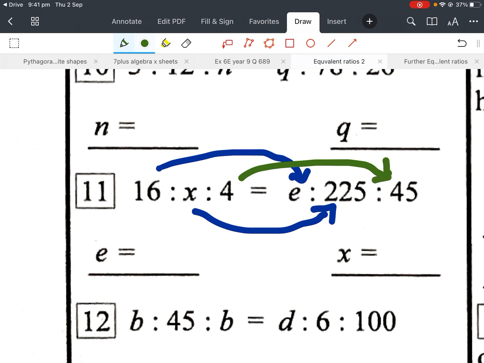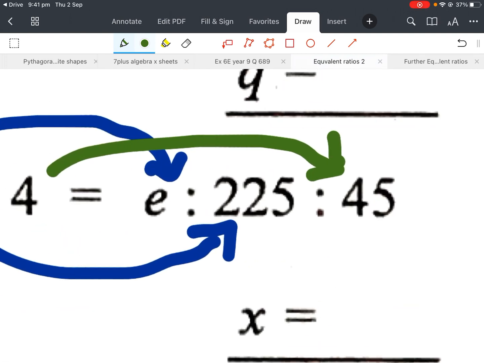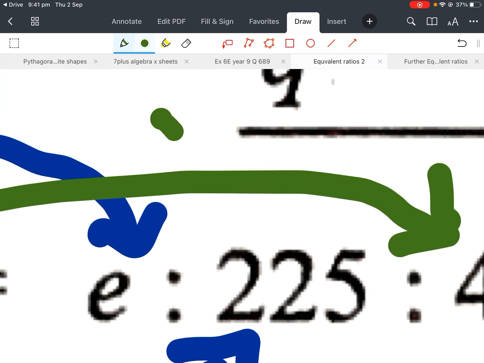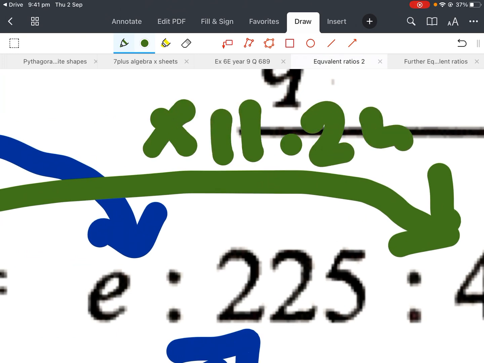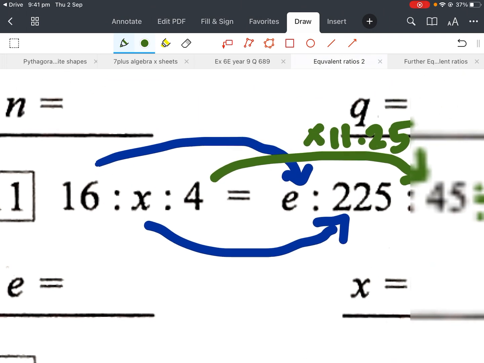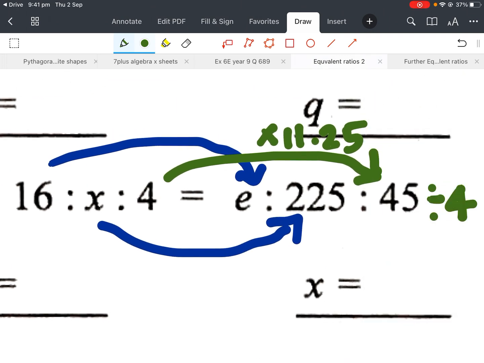Now I figure out which one has got a number going to another number. 4 going to 45. I don't know what 4 times gives me 45, so sometimes it's easiest just to divide. 45 on my calculator divided by 4 gives me 11.25. That's a bit of a yucky number, isn't it? But that's the number I need to use to figure out the other answers. So I've gone from 4, I've times it by 11.25 to get 45.